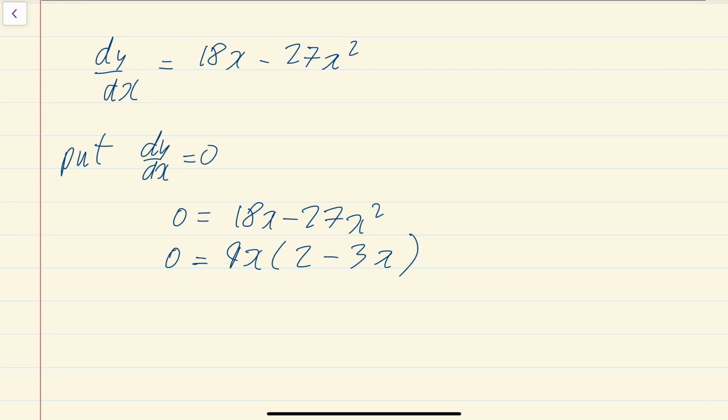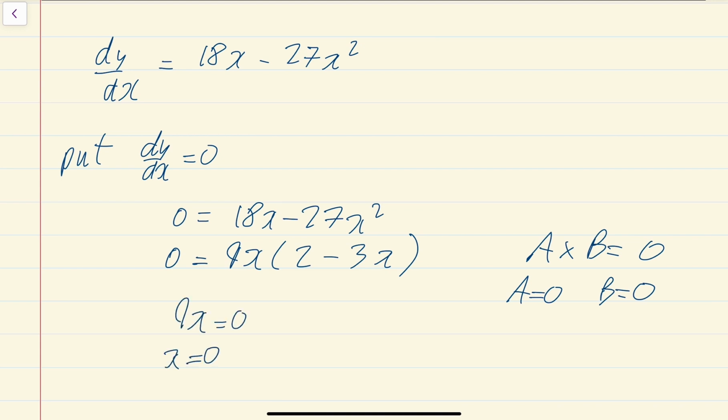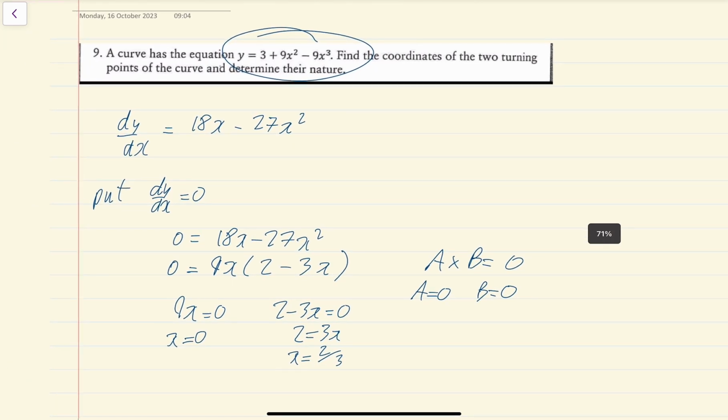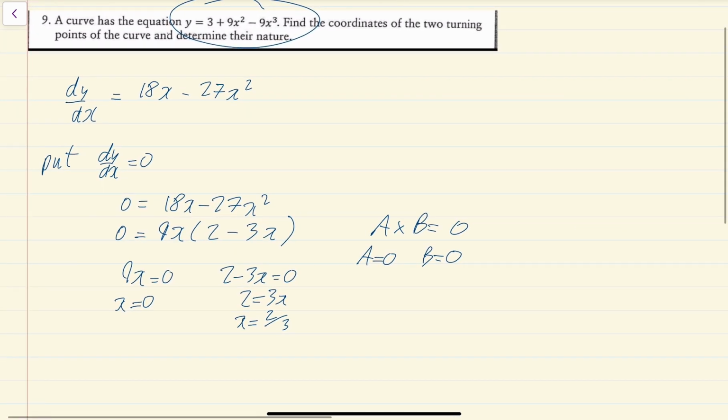And then that means you're in this lovely situation in mathematics where you have a times b equals 0. So a equals 0 or b equals 0. So here 9x equals 0, which means x equals 0. Or 2 minus 3x equals 0, which means 2 is equal to 3x. Wee bit of working out, x is equal to 2/3. So to find the coordinates, we will put these back into the equation at the end. But we'll do our test first to find out.